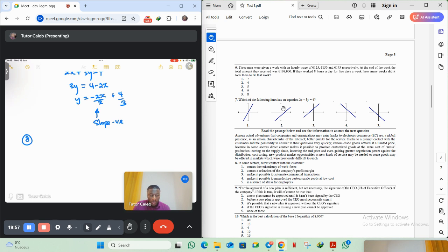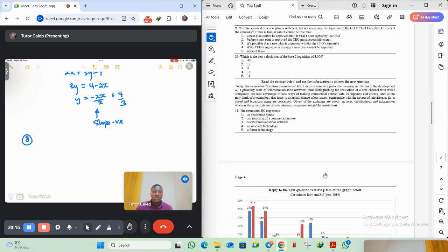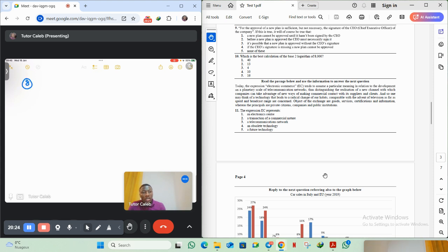Let's look at answer 3, which says it's possible that a new plan is approved without the CEO's signature. So we'll choose that because that is a clear, good use of the difference between the words sufficient and necessary. Take note of this. Now, question 10 says, what is the best calculation of the base 2 logarithm of 8,000?